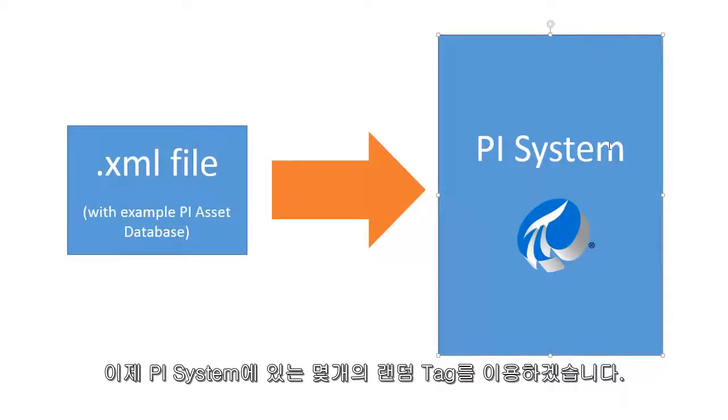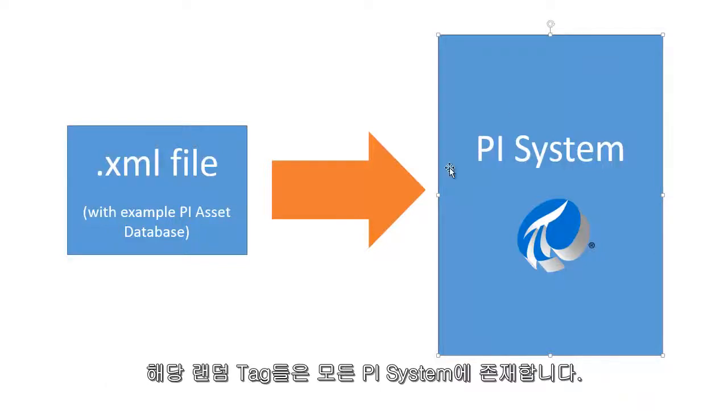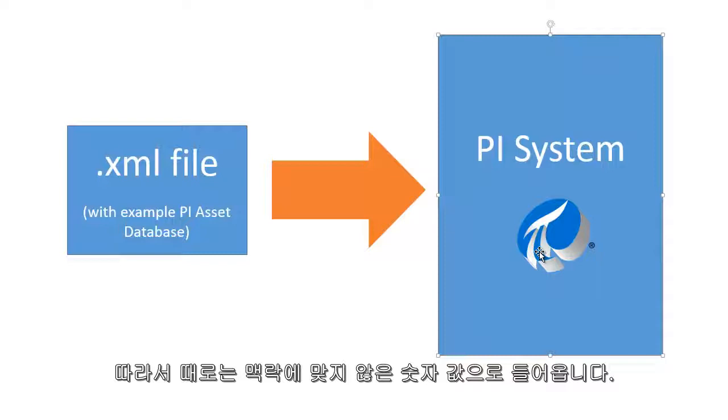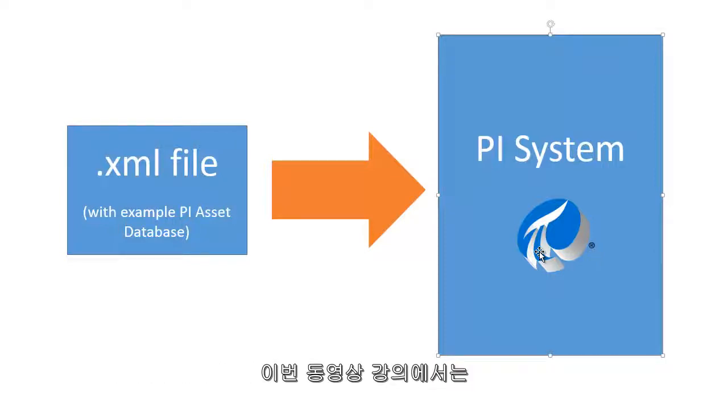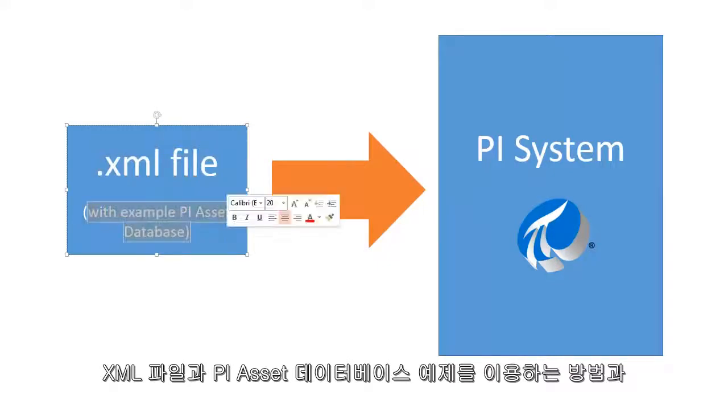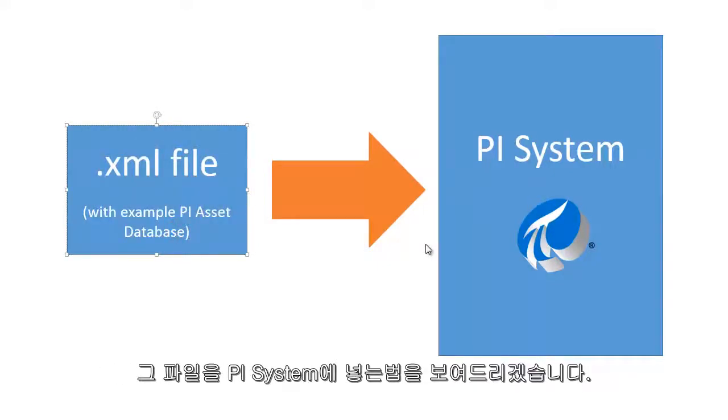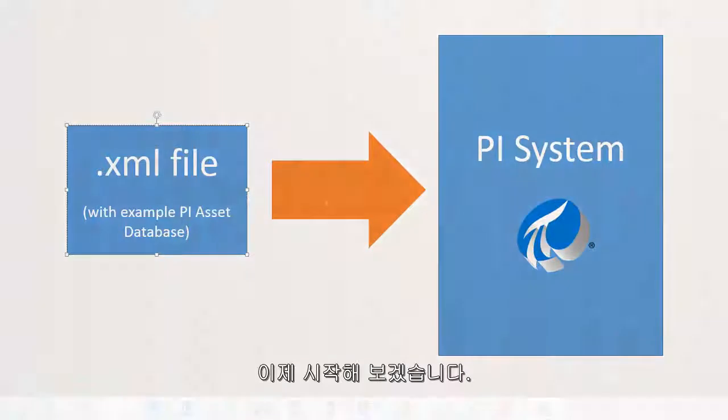Now, it's going to use some random-based tags that are on every PI system, so some of the data might not make contextual sense, but it will be coming through as numbers. And I'm going to show you in this video how to take that XML file with an example PI asset database and put it into the PI system. Okay, so let's get started.